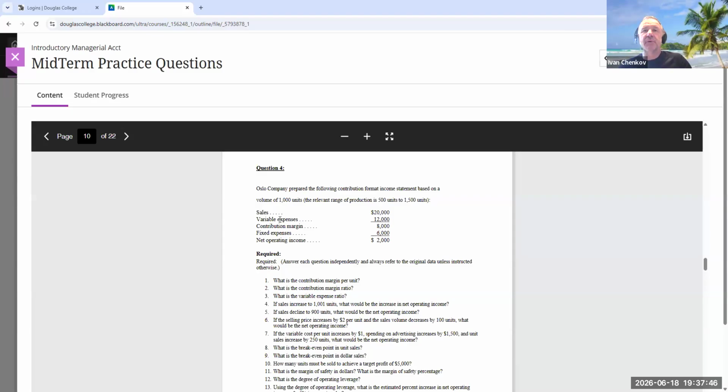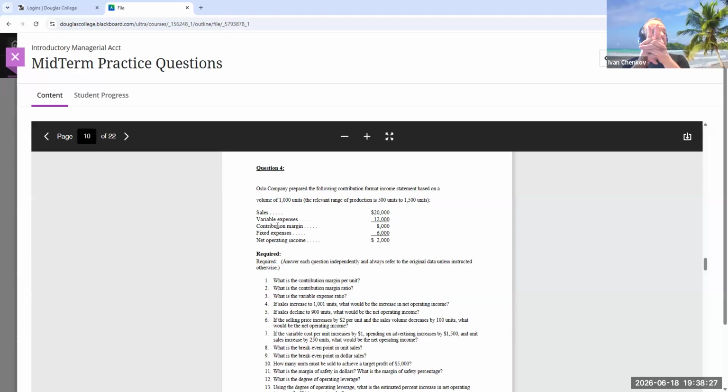When you see something like this, information about the company, which has sales, variable expenses, contribution margin, fixed expenses, and net operating income, obviously that's a contribution format income statement. Again, the costs are presented as variable and fixed. What do we know about variable and fixed? Variable per unit stays the same, fixed in total stays the same. Checking the relevant range, it is between 500 and 1,500 units. So within that range, fixed expenses are always going to be $6,000.